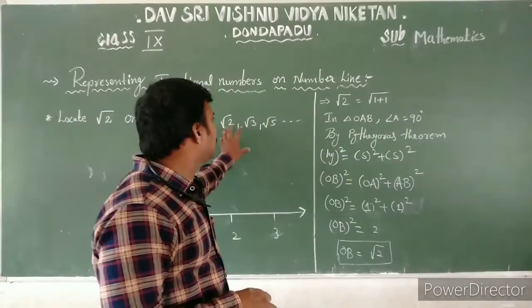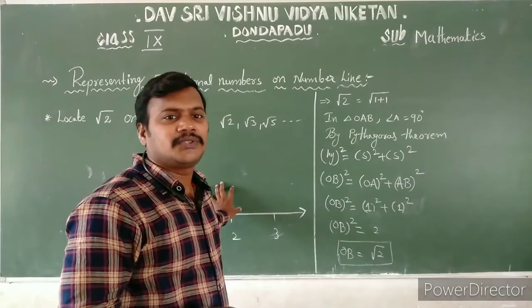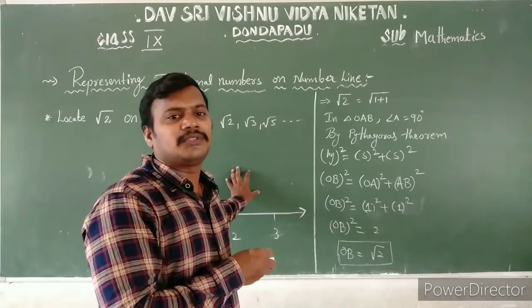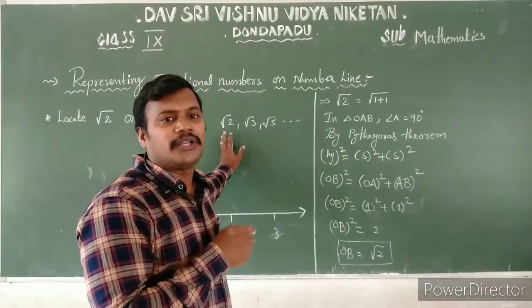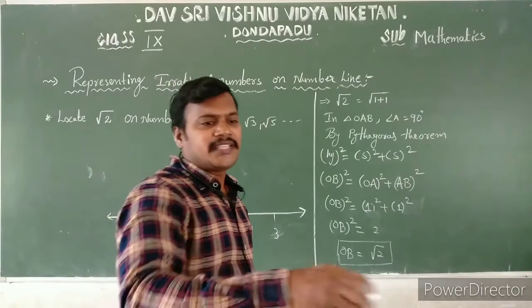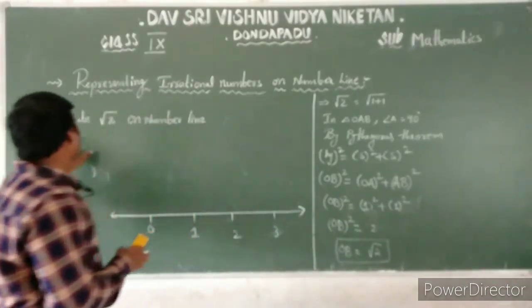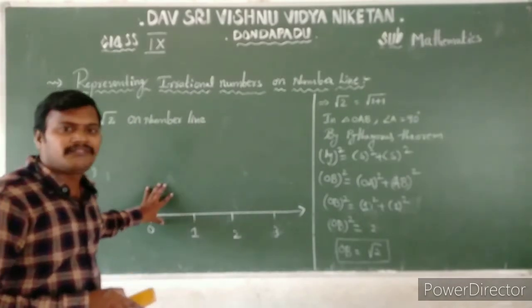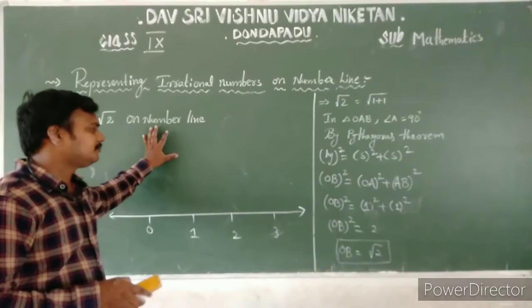We cannot represent these numbers on the number line directly, so we have one method. Today we are going to discuss how to represent these irrational values on the number line. First, we are going to locate root 2 on the number line.